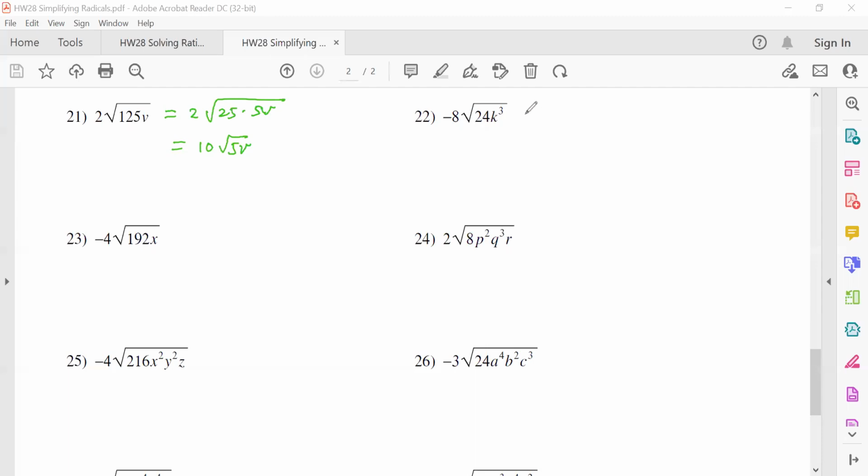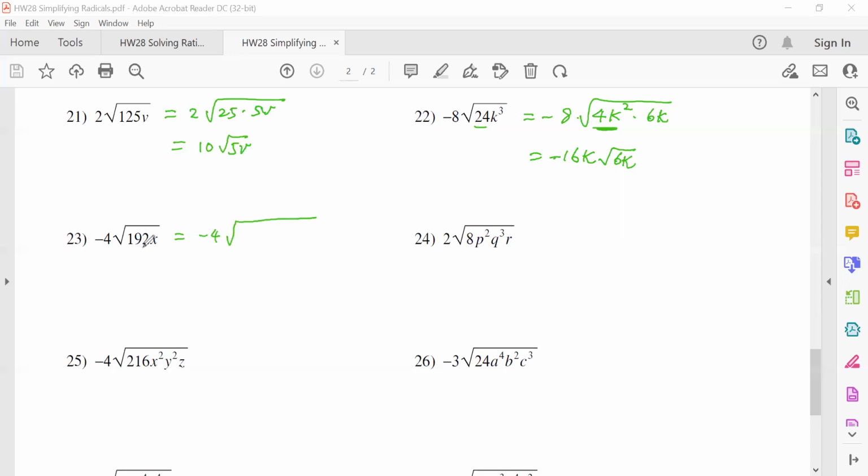Okay, let's see this part. Negative 8. Here it became what? 4 times 6, right? So 4k squared times 6k. So we put this part out as something squared, and the rest is 6k. So it became 2k. So 2k times negative 8 becomes negative 16k square root 6k here. Right. So what is the similarity here? We just need more practice here.